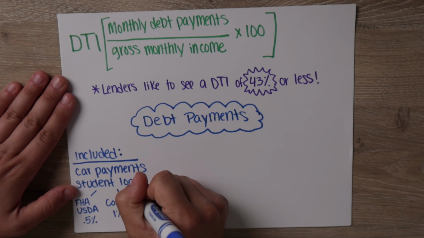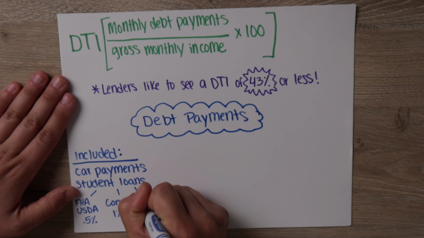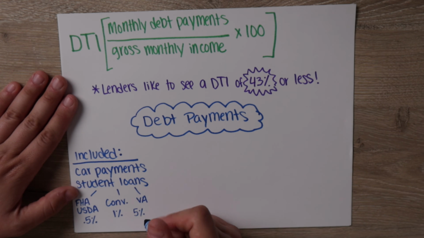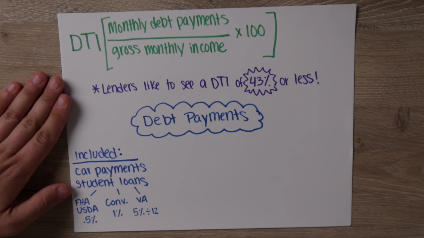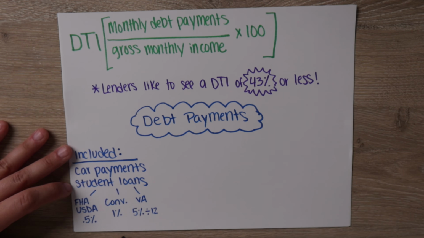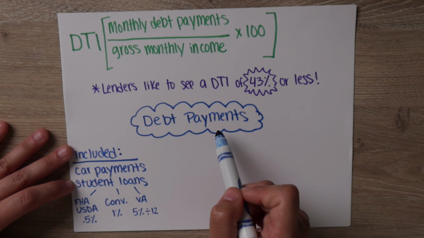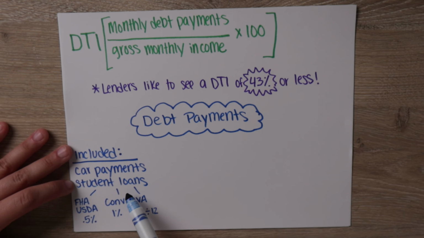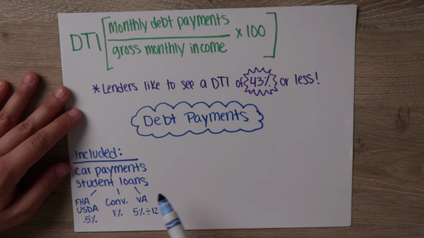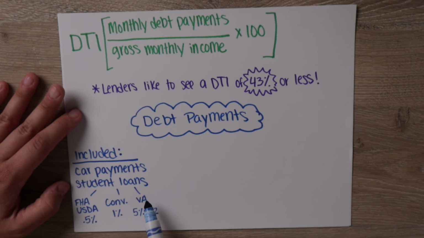If you are pursuing a VA loan, they're going to take 5% of that loan balance, and then they're going to divide that by 12 to get a monthly payment. The only way to not have one of these factored into your monthly debt payments if you have student loans is by having already a fully amortized repayment schedule for your student loans.